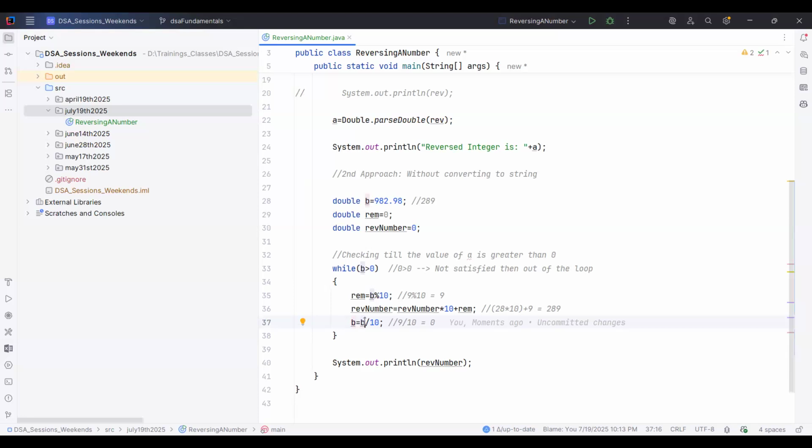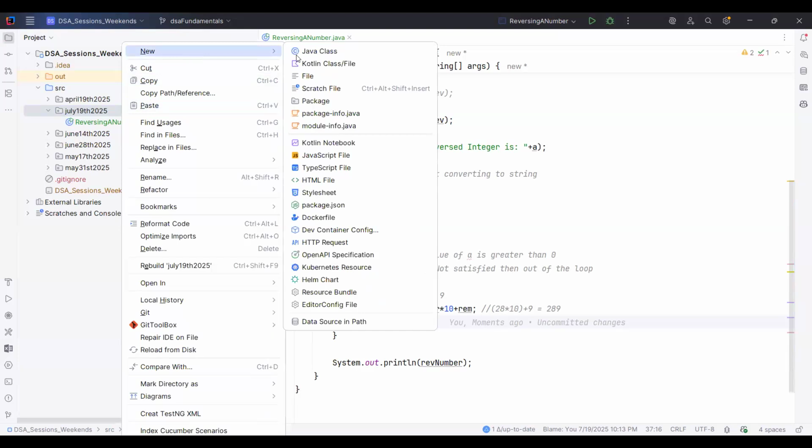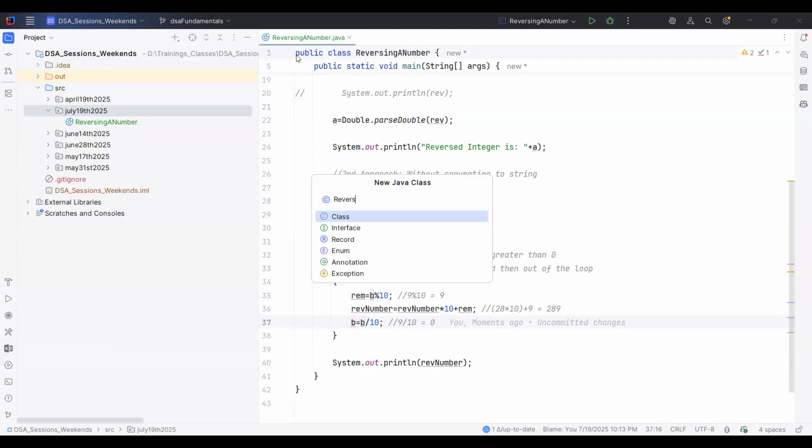Great. So I have given you the best approaches. Which one you want to follow, you can follow it. Then next thing, another popularly asked question, reversing an array.